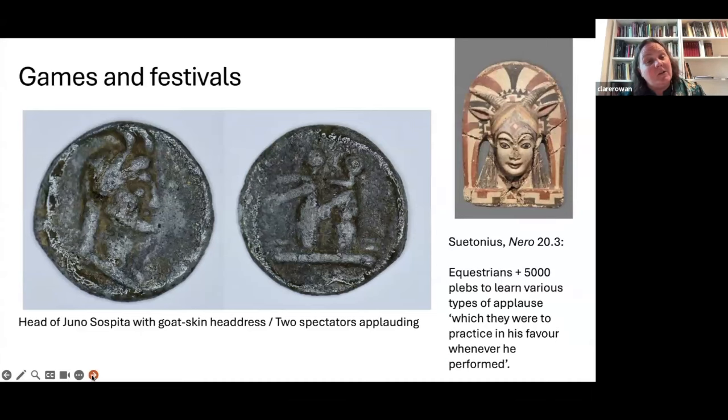Other references we find on tokens are to games and festivals, and so we find a lot of imagery connected to that. I've got one example which shows the head of Juno Suspita. So this is a particular version of Juno from Lanuvium, just outside Rome, who's characterized by having a goat skin headdress. There's a sculpture of her there. Interestingly, on the other side, you have spectators who are in the process of applauding. And this is another fascinating thing about tokens. Quite often, the imagery on the token is a representation of the person who's going to be using the token. So we find examples of cult worshippers, and here, audience members. And clearly, this is something meant to be used amongst an audience.